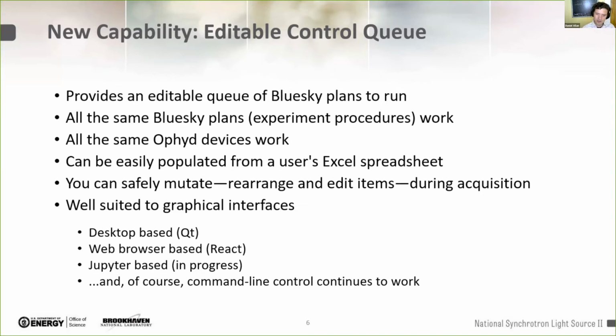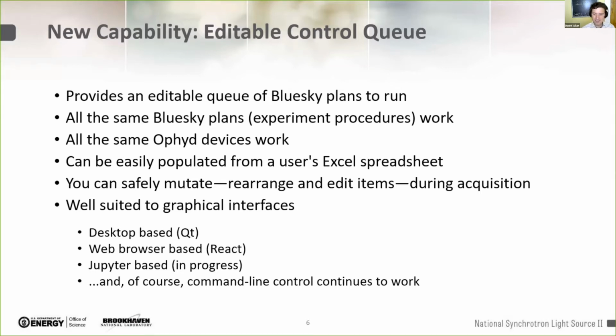It works on all the same Bluesky plans, all the same beamline configuration carries straight over, so no new device configuration to do. And it can be easily populated with an Excel spreadsheet. Users show up, upload an Excel spreadsheet, and now they have a queue of scans to run. And you'll see us demo that, I think, twice today.